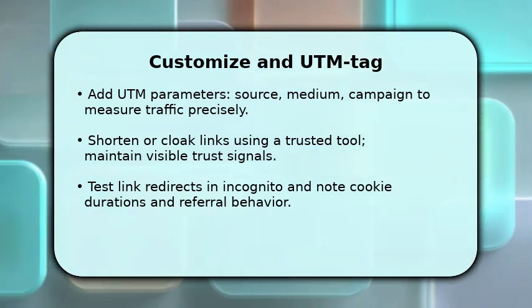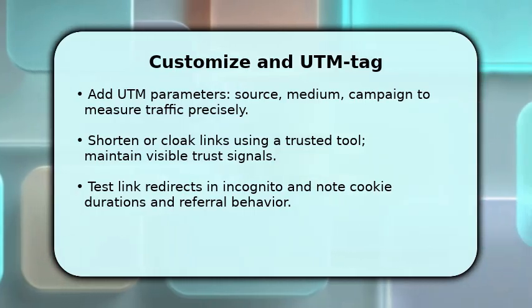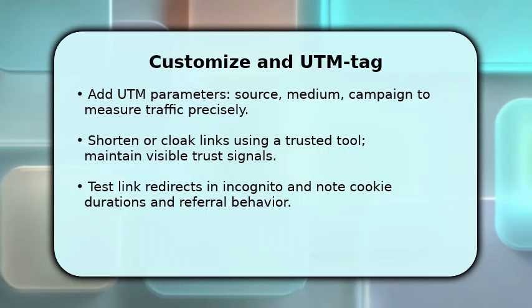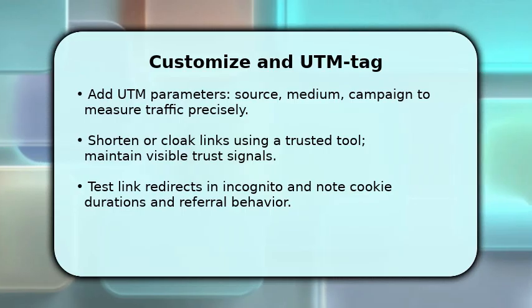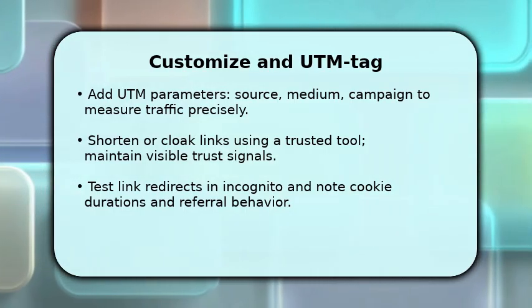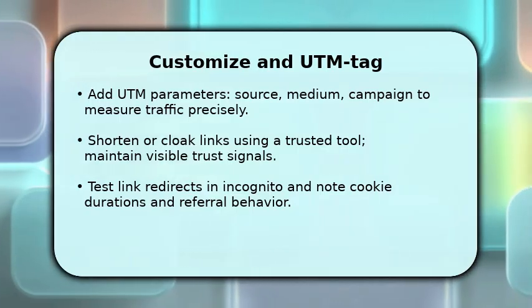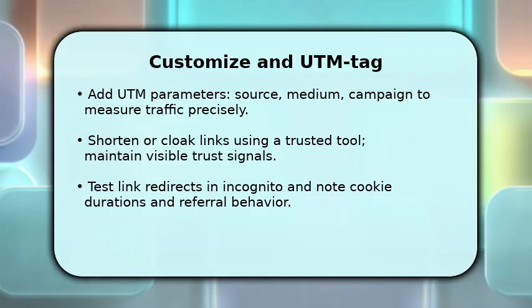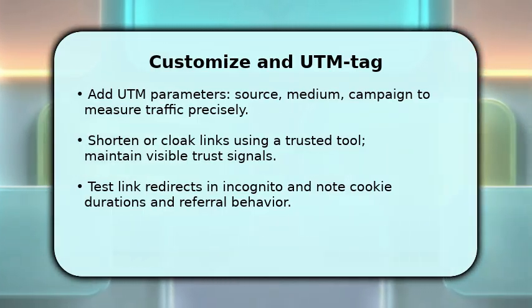Append UTM source, medium, and campaign values to distinguish channels and content. Then shorten or cloak the link using a reputable tool, but make sure the destination is visible to users to preserve trust. Make sure to test the link in an incognito window to confirm redirects work and cookies are set. This verifies your ID passes through and the merchant records conversions properly before you publish the link.